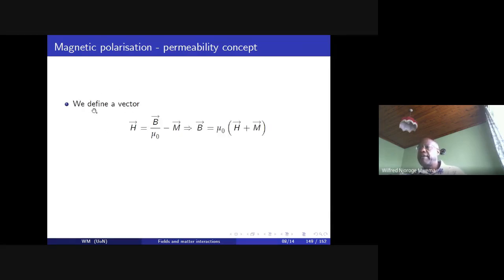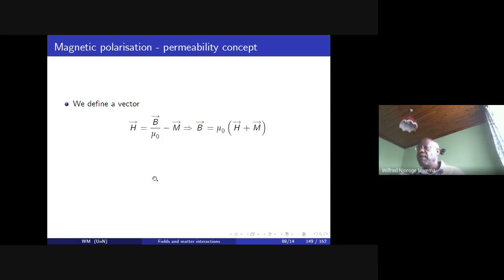So we define a vector which we will call H as B divided by mu naught minus M. So this would be the field intensity with the material in place, and this is the magnetic field intensity that would occur in that area or volume if the material was not there, and we can see that it's going to be less the magnetization of the material itself. And this gives us a value of B equal to mu naught times H plus M.